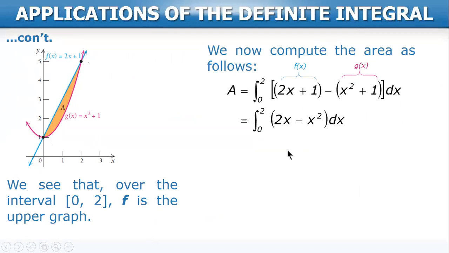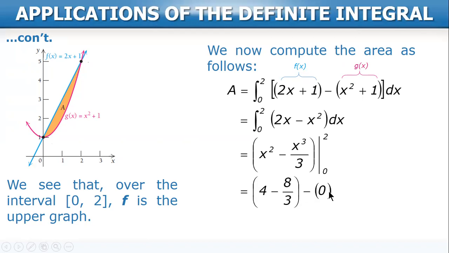And then you integrate from 0 to 2. And then evaluate upper limit minus the lower limit. 2 squared is 4, 2 cubed is 8 over 3, minus 0 is 0. So the answer is 4/3. So always remember, upper minus lower.